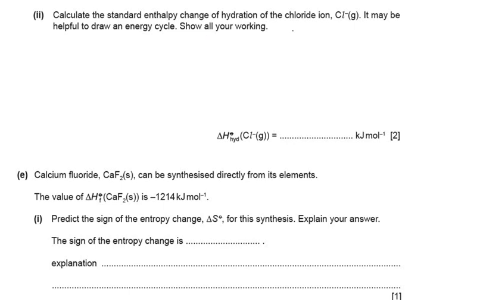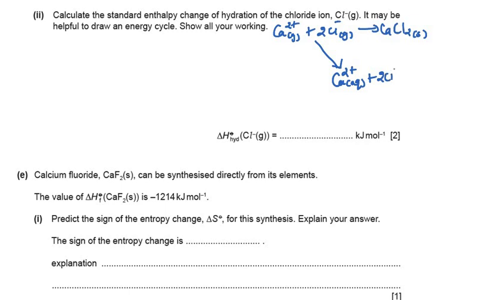Now again, if we draw a cycle on the side, then we will say that Ca2+ in the gas form, 2 chloride ions in the gas form, form calcium chloride in the solid form, and enthalpy change of hydration is Ca2+ in the aqueous form plus 2 chloride ions in the aqueous form. That is enthalpy change of hydration of both. Now this energy change which I have arrowed here is the enthalpy change of solution.